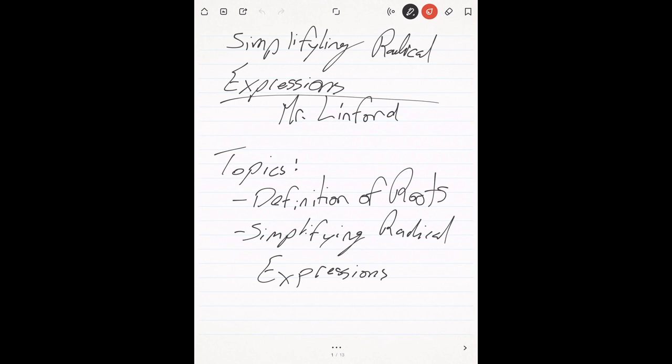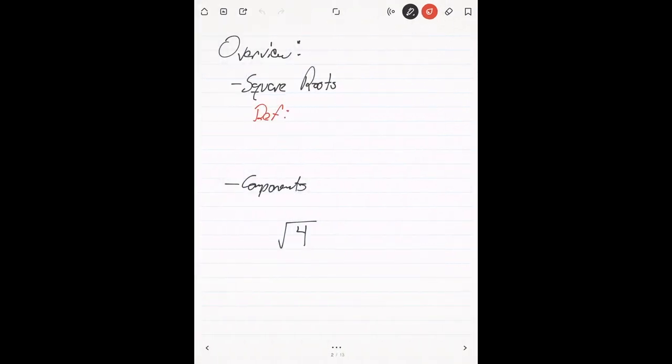In today's video, we're going to be discussing the process of simplifying radical expressions. First, we're going to need to define what a radical expression is and what the concepts of roots and different types of nth roots are. And then we're going to get into how to simplify them and break them down fully.